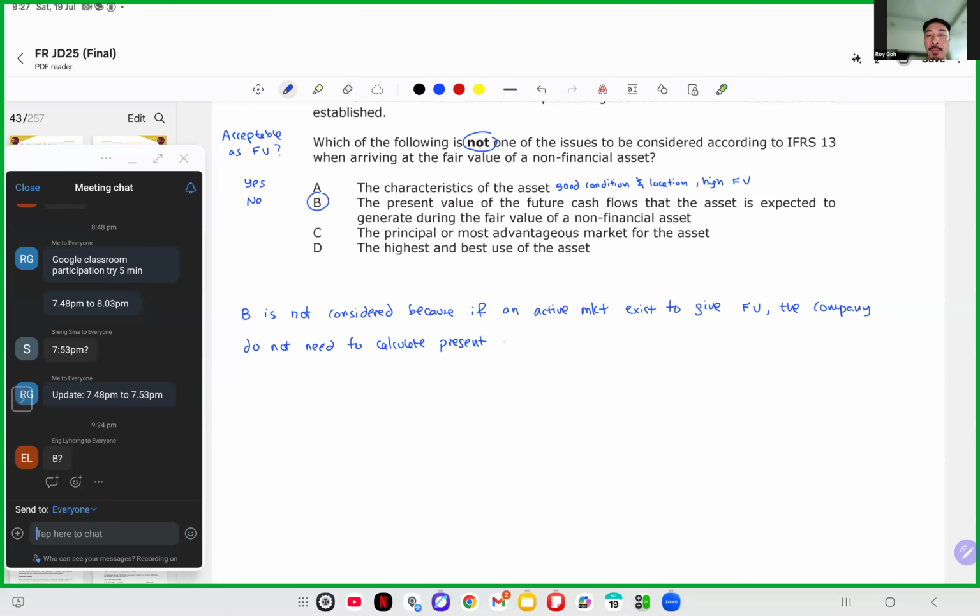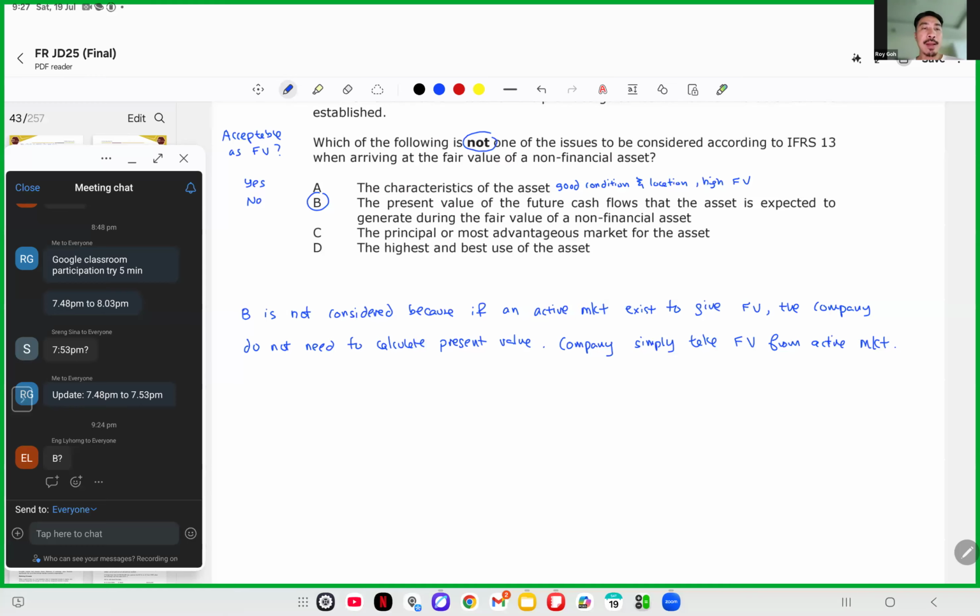Don't need to calculate the present value. What does the company do? It simply takes the fair value from the active market, and you do not need to calculate any present value. For example, I just take the gold price, the oil price, the currency price, finish.